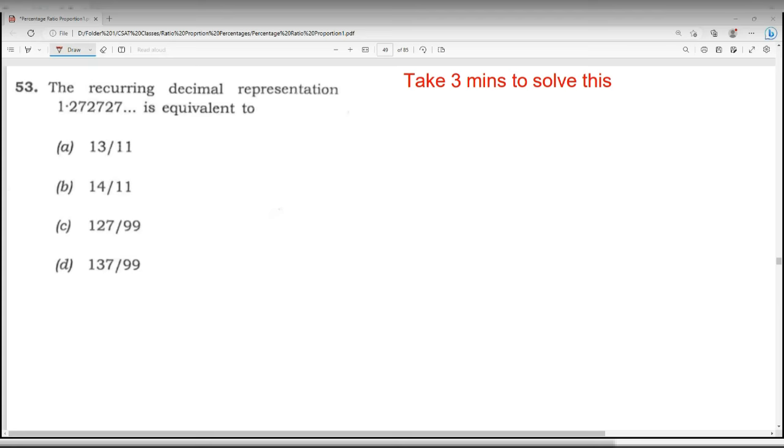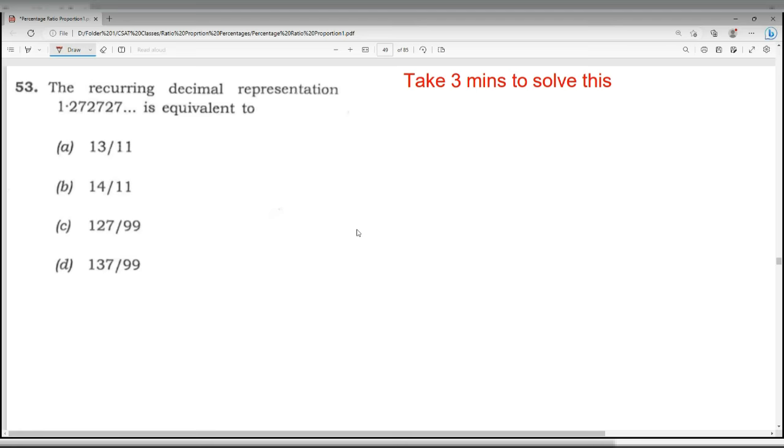Please select the options that you've got. 15 people have already selected. The majority is for option B. We'll see how to go about this question. There is a standard formula for this also, but I don't want to use that. So how to solve this question?